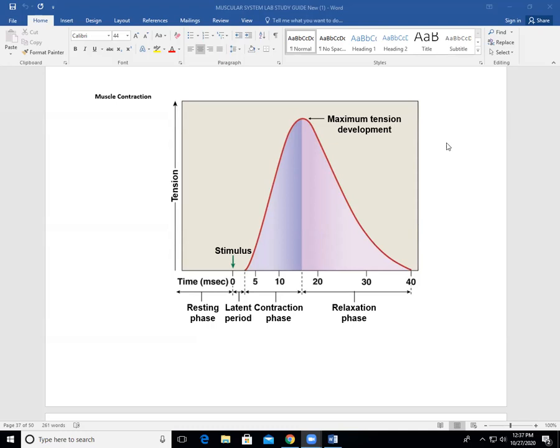But you should be able to look at these graphs. For the contraction graphs, you should be able to tell which type of contraction that is if you see one on a practical. And for this graph, you should be able to look at this and tell me which phase.